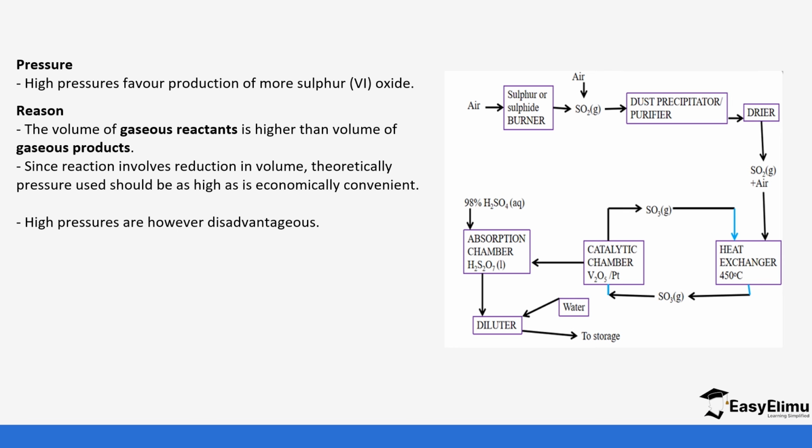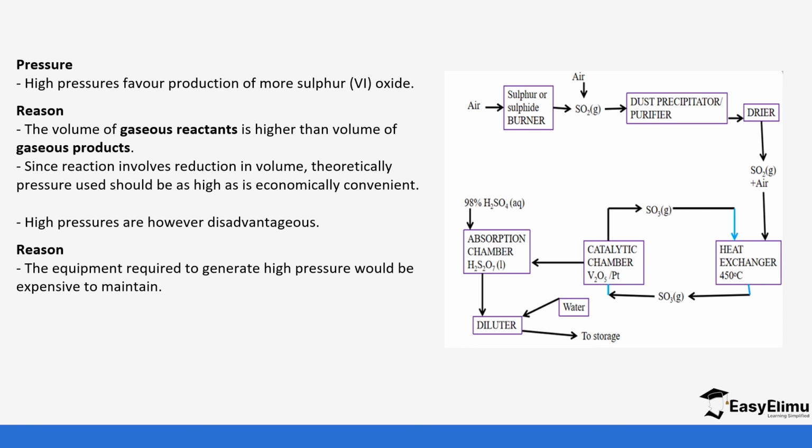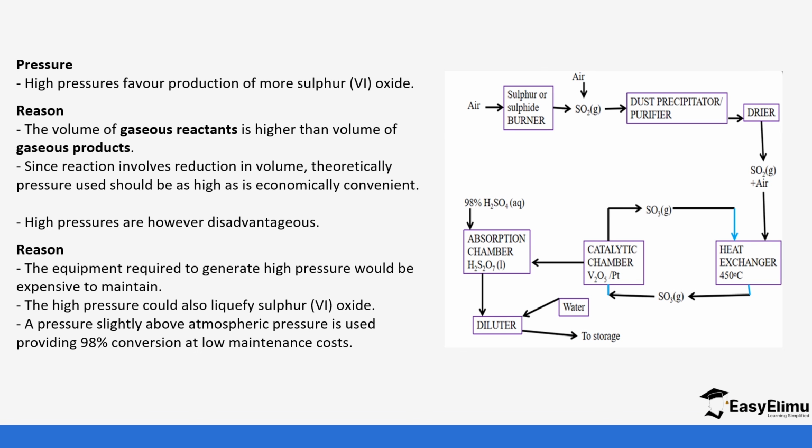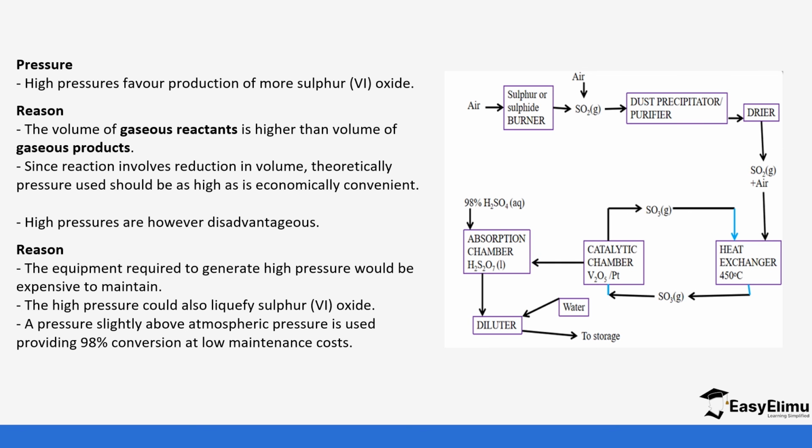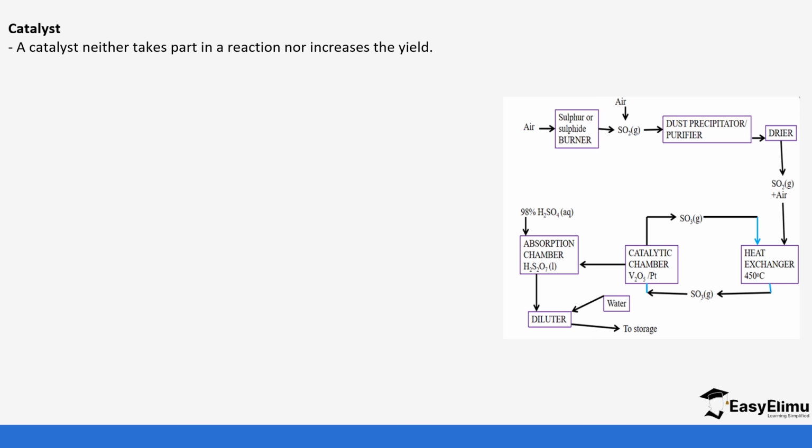But high pressures have a disadvantage in that they are very expensive to generate and to maintain. So it uses a lot of costs. High pressure can also liquefy the sulfur 6 oxide produced. So what they do is they come to a certain optimum pressure, required so that we can be able to convert most of the reactants.